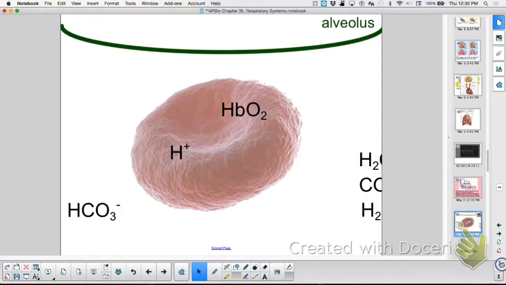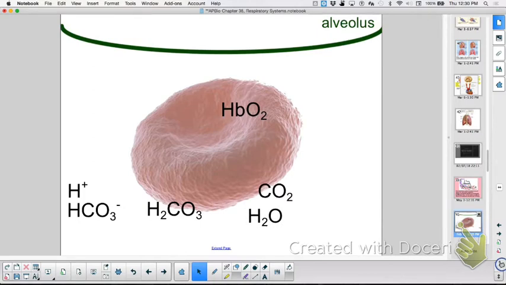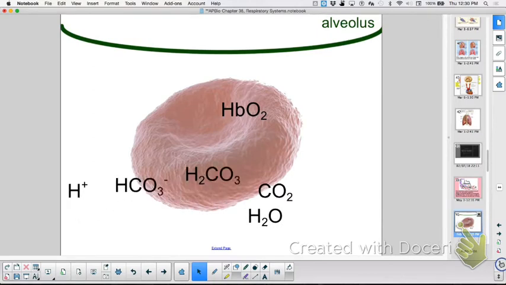This bicarbonate can now join with this hydrogen that was on the oxygen. You could think of it like that, just to have a balanced equation. And now we have H what? 2CO3. Okay? And that is carbonic acid. And then carbonic acid will break down into what? CO2 and water. And this actually takes place in the red blood cell.